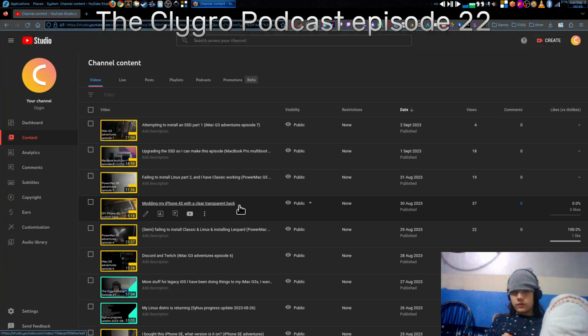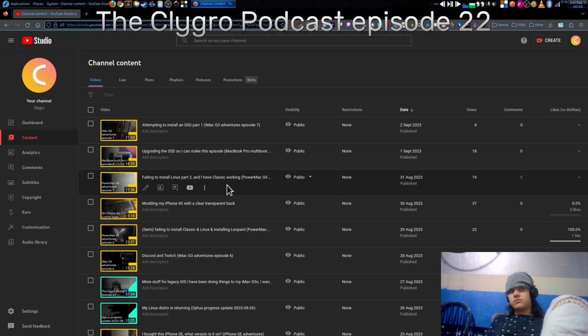And after that, it's attempting to install an SSD part 1 for the iMac G3 Adventures, also episode 7. So basically, the main problem is I've worked this out. Sort of worked it out a couple months ago, really. It's just I didn't properly realise it until now, but now it matches up. So this is the iMac G3 SSD issue.